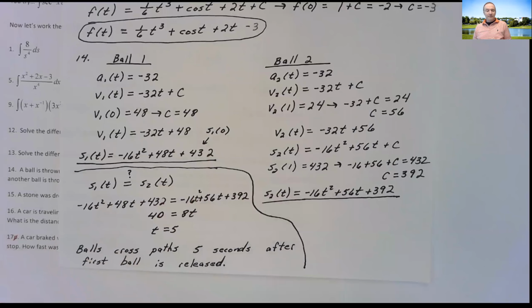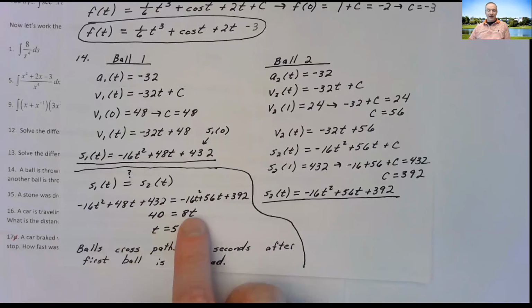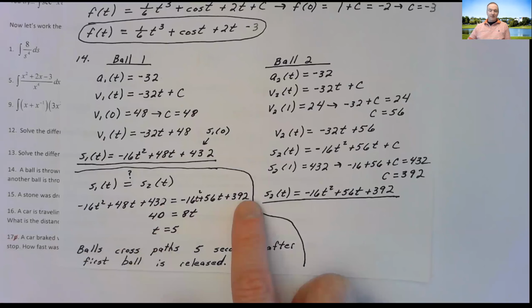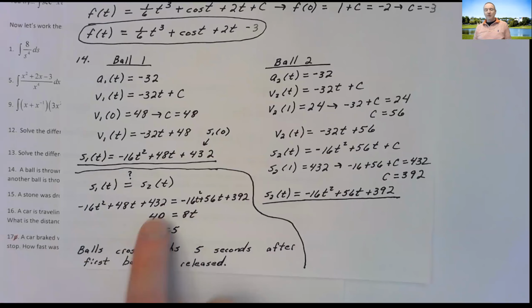And then the 56t minus 48t gave me a total of 8t on the right-hand side. And then the 432 minus 392 gave me a 40 on the left-hand side. So this is 8t is equal to 40. Divide by 8, we get 5.